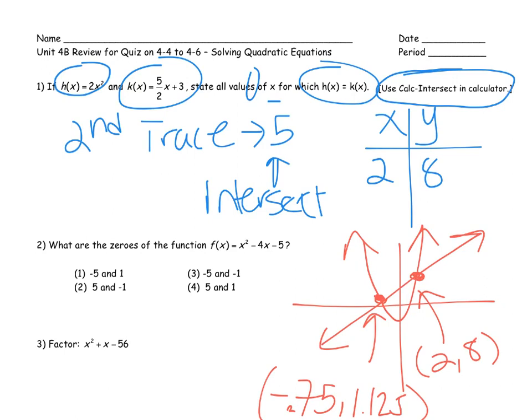But now the question asks for just the x values. So you're just going to give me the negative 0.75 and the 2. And those are the answers to this question.